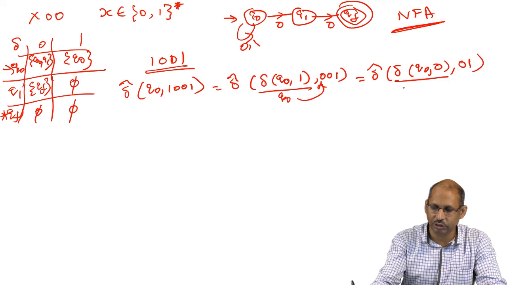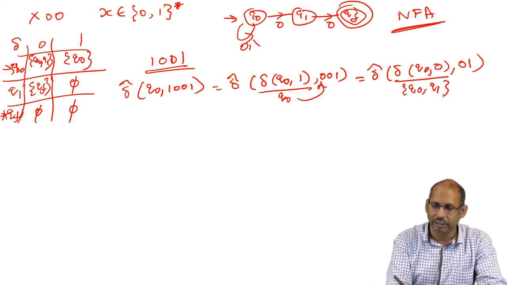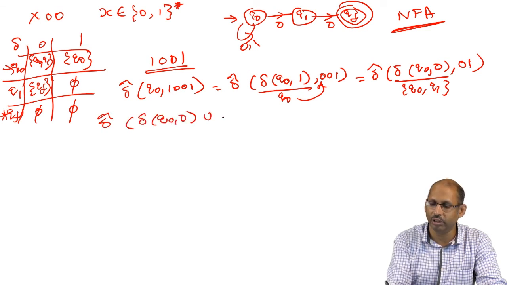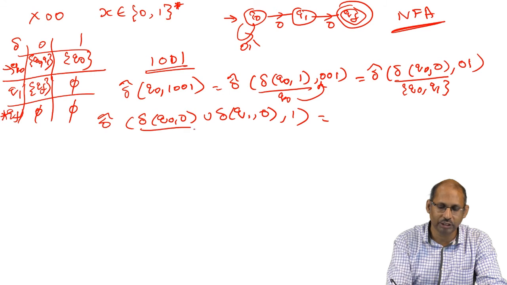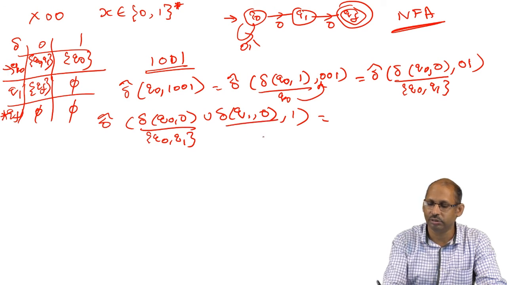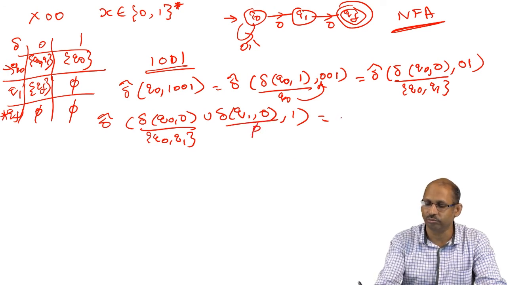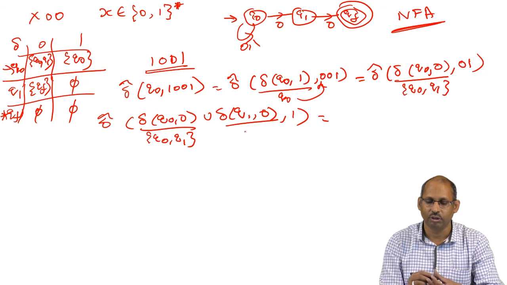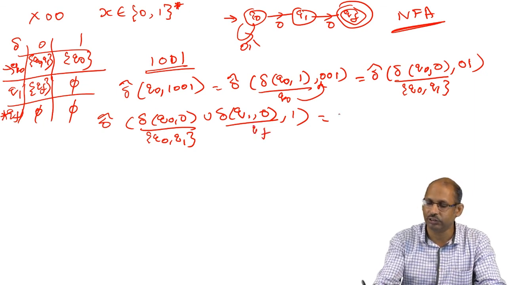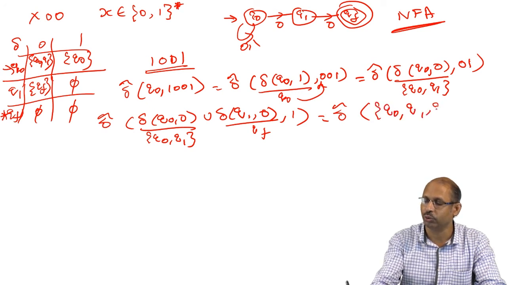Now what is Q0 on 0? Q0 and Q1. Take Q0 on 0 union with Q1 on 0, remaining input 1. Q0 on 0 is Q0, Q1. Q1 on 0 is QF. Which results in Q0, Q1, QF, and this 1 is the input.